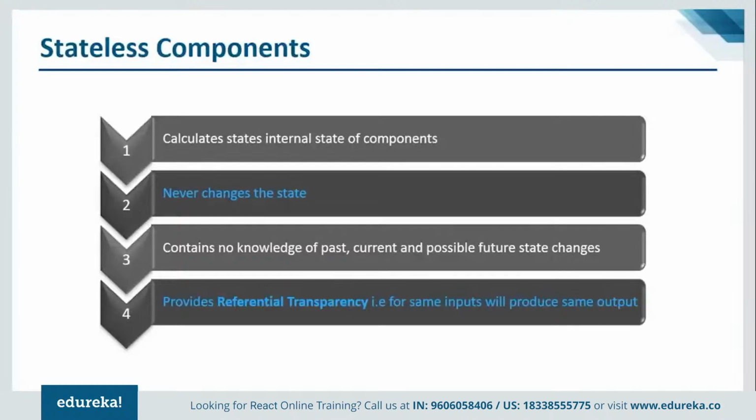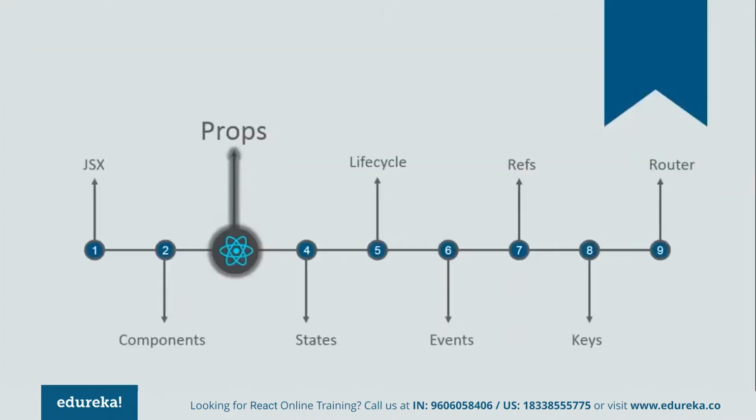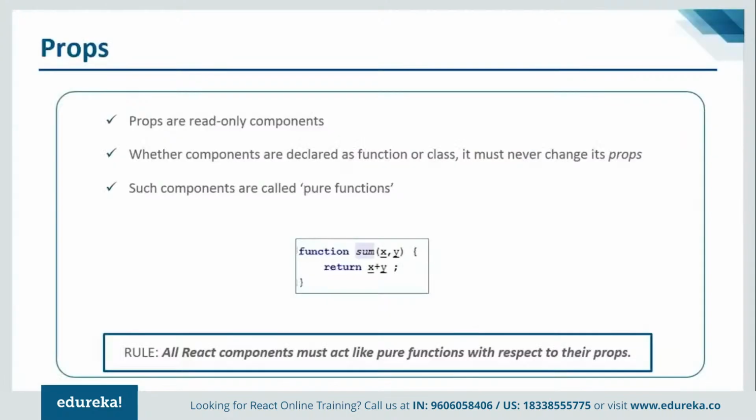Now, I hope you have a fair understanding of the components. So now, let's move on to our next topic, that is props. The simplest way of describing props would be to say that they function similar to HTML attributes. These are read-only components which provide configurational values. Thus, by using props, we can always pass data from a parent component to a child component. Whenever a component is declared as a function or a class, it must never change its props. All such components are therefore called pure functions.